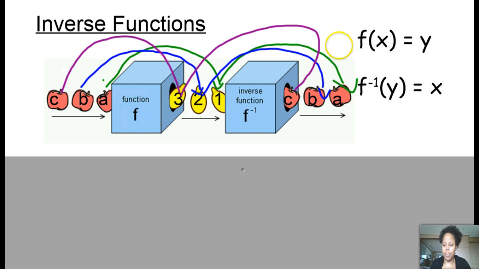So in other words, if f of x produces an output y, then the inverse function, f inverse, when it inputs y, produces the corresponding output x.